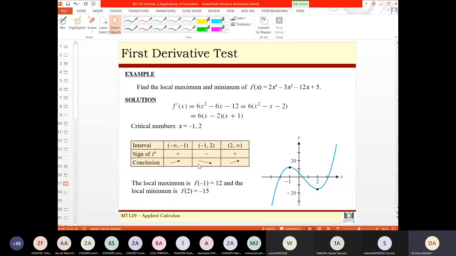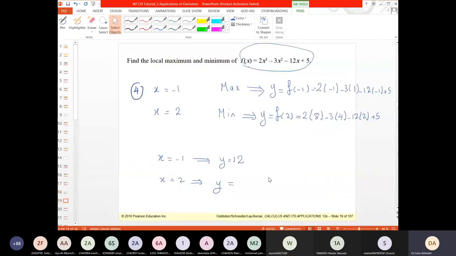It's a 12 and minus 15. 12, and this one is minus 15. So we have 2 points. It's -1 and 12, which is a maximum point. And we have the other point, which is 2 and -15, which is a minimum point.